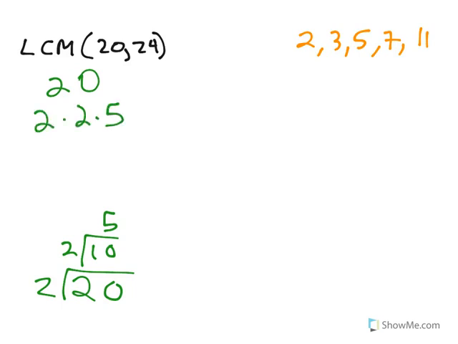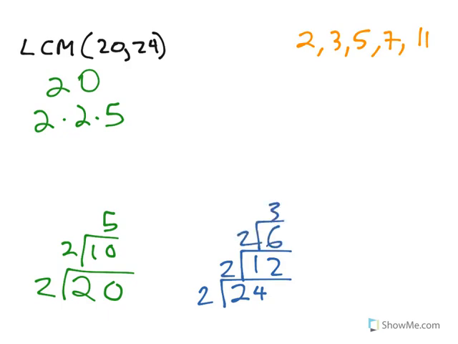Okay, now we'll find the prime factors of 24. 2 goes into 24 12 times. 2 goes into 12 6 times. 2 goes into 6 3 times. So the prime factors of 24 are 2 times 2 times 2 times 3.